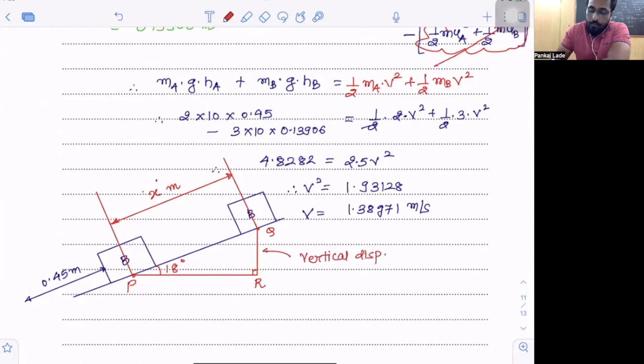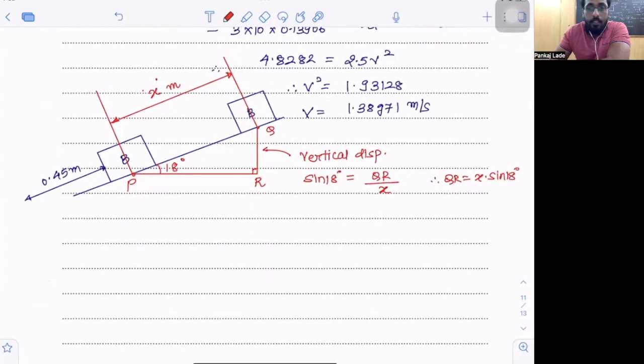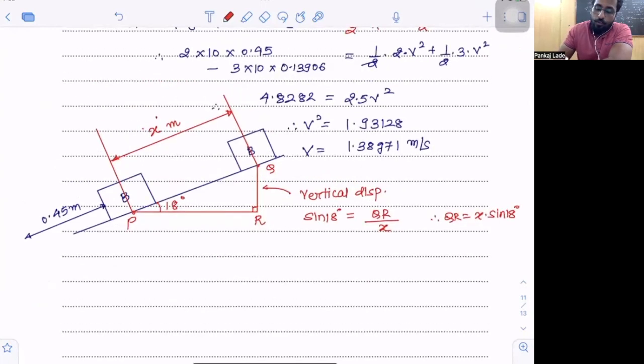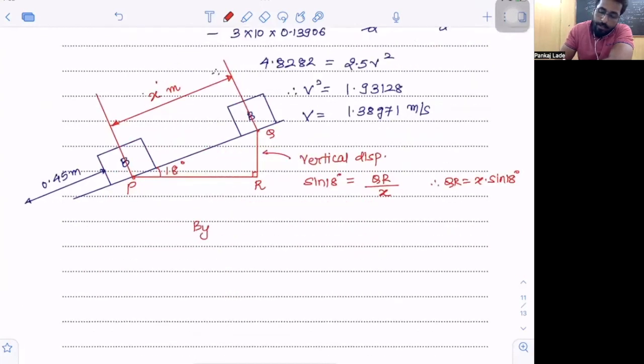So for the vertical displacement, I can use sine of 18 degrees is equal to what? It is equal to the opposite, which is QR, upon the hypotenuse, which is X. So from here, QR is equal to X into sine of 18 degrees, right? Now, again, we make use of the work energy principle. So by the work energy principle.